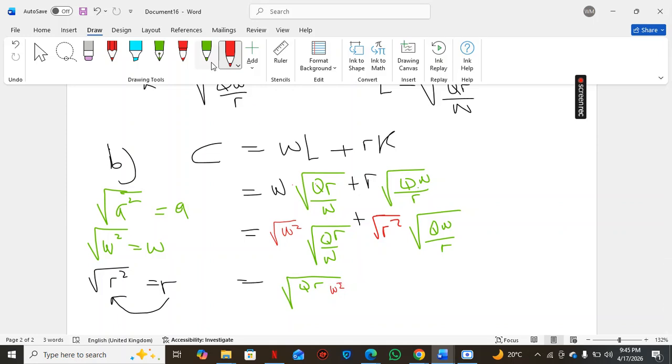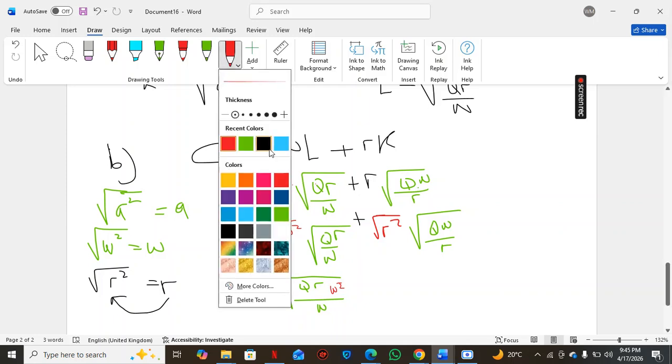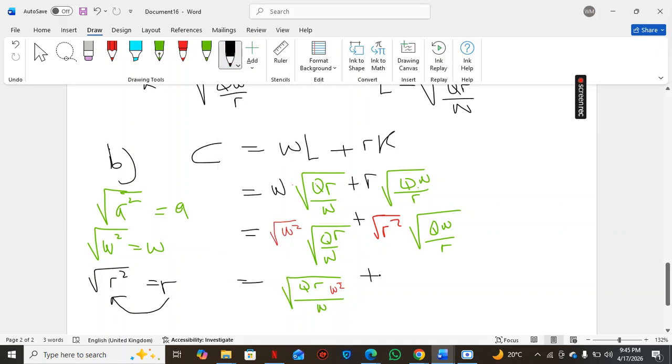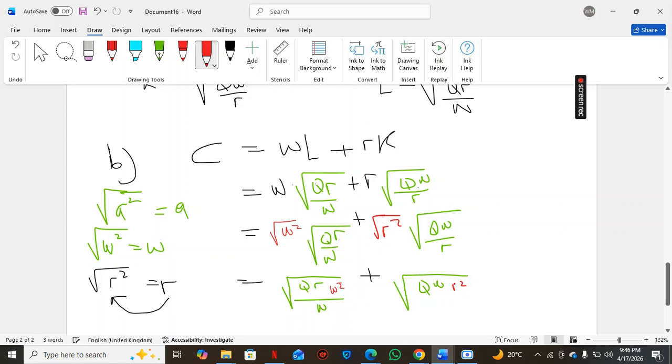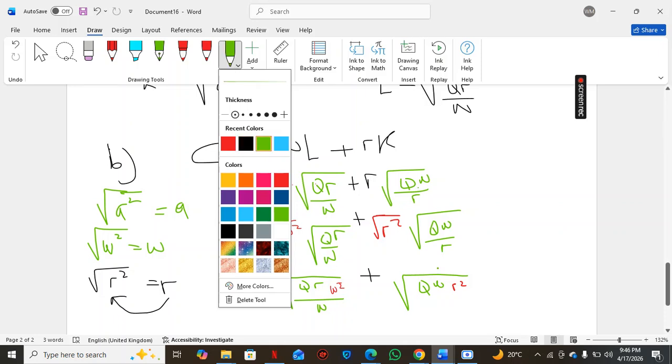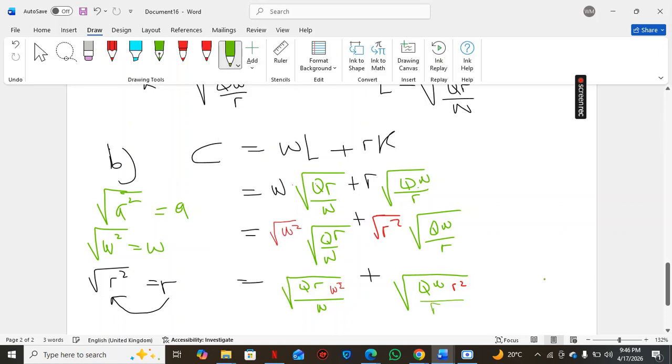Qr w squared over w plus, here, square root of r squared times square root of qw over r. Okay, so you're going to have qw r squared over r.